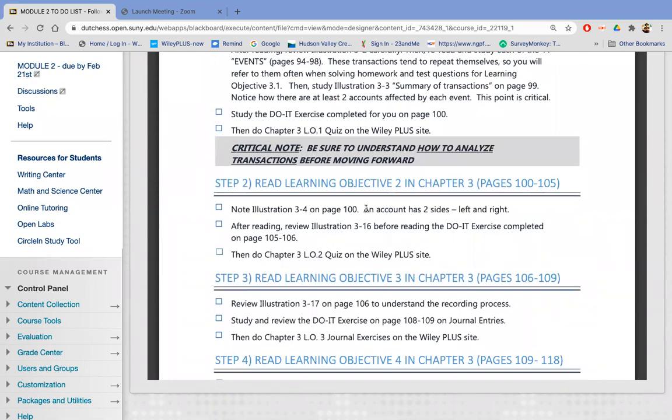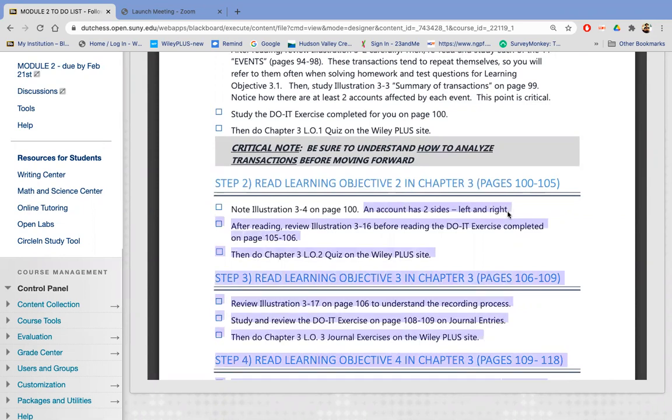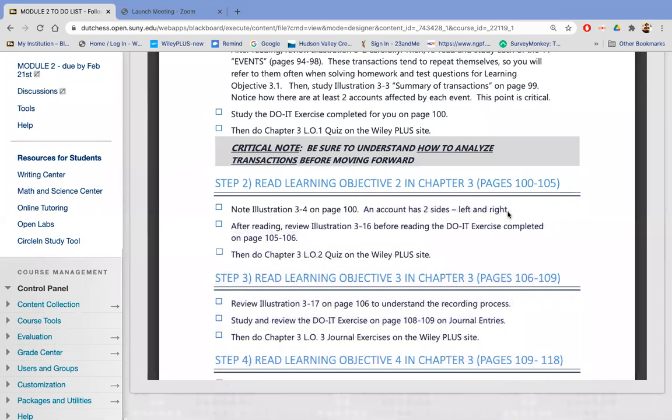An account, as you'll learn, has two sides, a left side and a right side. We just call them by their proper names. The left side is a debit side. The right side of an account is a credit side. It's important to know we use these terms over and over and over again throughout accounting, not just in this course, but in your next accounting class as well. So spend some time getting to learn that.